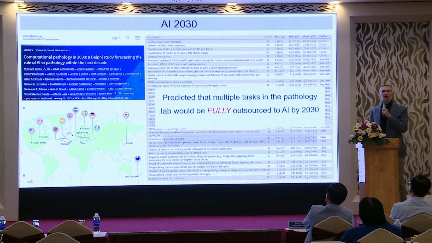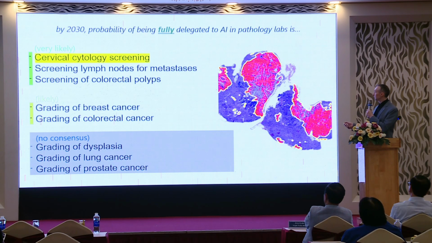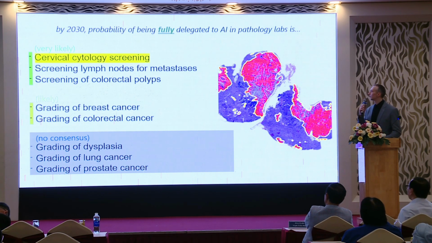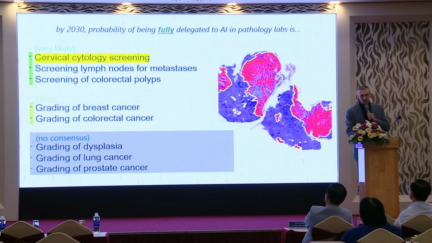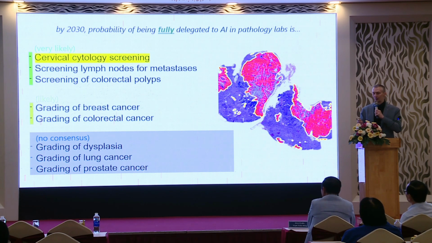And the list of those tasks is so extensive, I think more than 50, if not approaching 100 items. And regarding the tasks fully outsourced to AI in pathology labs, there are several different diagnostic categories, or whatever we call them. On top, with the very likely rating, was cervical cytology screening, along with screening lymph nodes for metastasis, screening of colorectal polyps, likely grading of breast cancer, and grading of colorectal cancer, but definitely cervical cytology here occupied the first place.